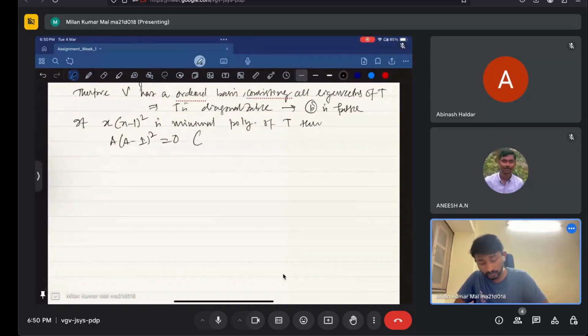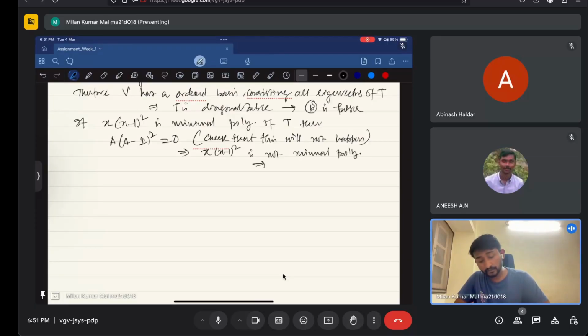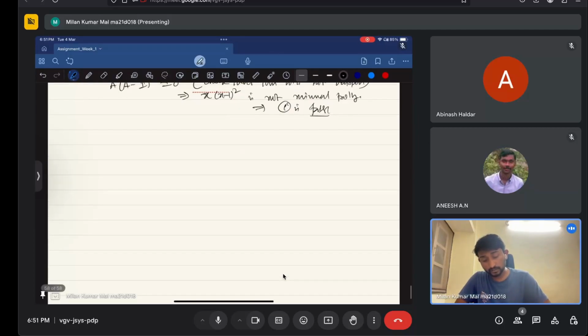Check that this will not happen. Therefore x into (x minus 1) square is not the minimal polynomial, therefore option c is false. Okay, so let's go to some other problem.